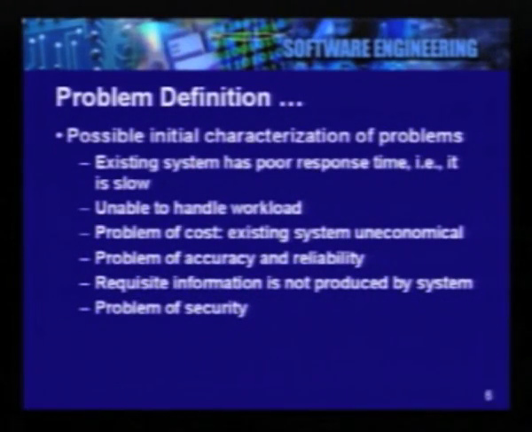Otherwise, the success would be unlikely. We may end up solving a wrong problem and the user may not accept the solution because it does not meet his purpose. So, in order to ensure some kind of success in the project, it is better to characterize the problem at this stage. Now, how do we characterize? Typically, the various problems that users face and where software solutions are found to be appropriate, we can classify these problems in few categories which are listed here.